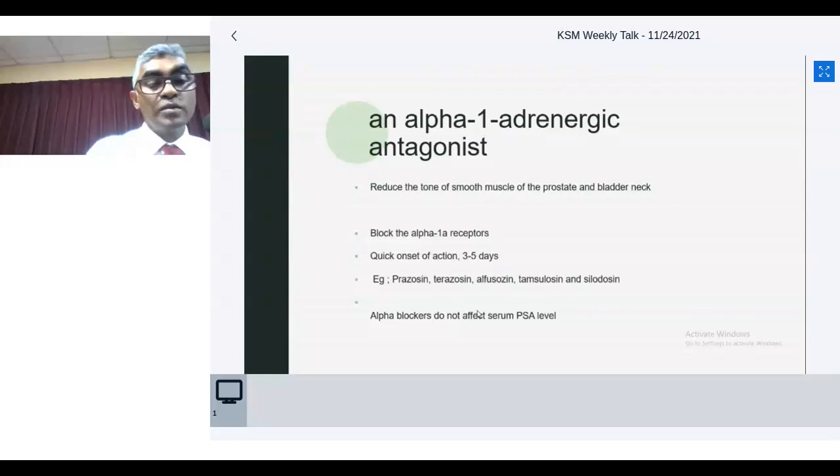These are examples of these drugs: prazosin, which is very non-specific, terazosin, alfuzosin, tamsulosin, and silodosin. It will not affect the PSA level.